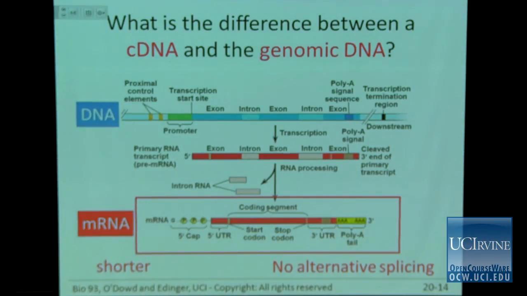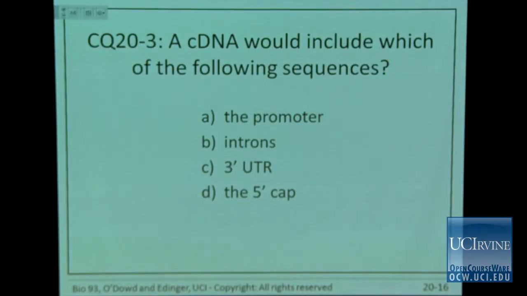What about the 3' UTR? Would that be present in the mRNA? Yes. Remember, that's exon sequence that doesn't code for protein. So all the exon sequence is present in the cDNA. So yes on the 3' UTR. This is the right answer.